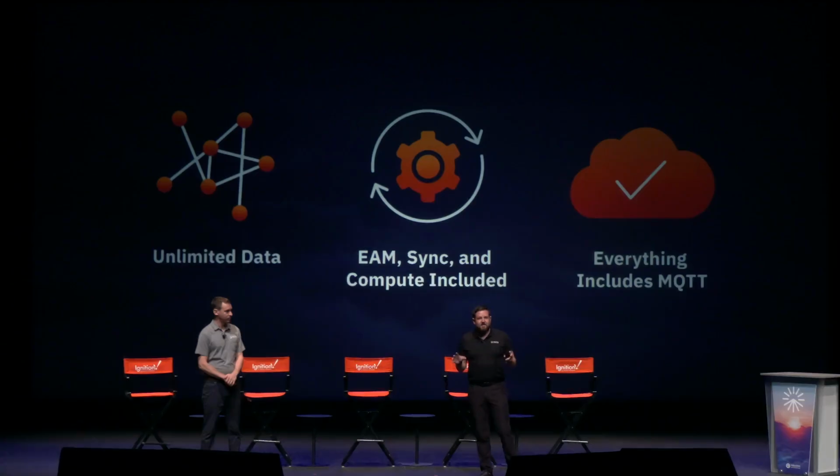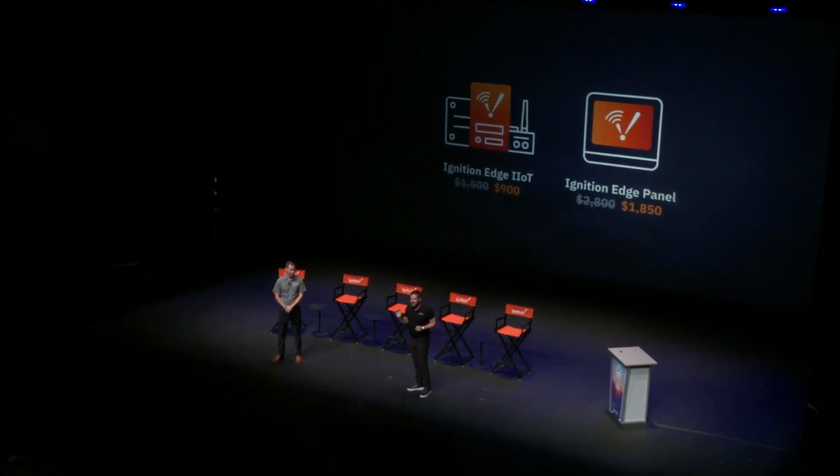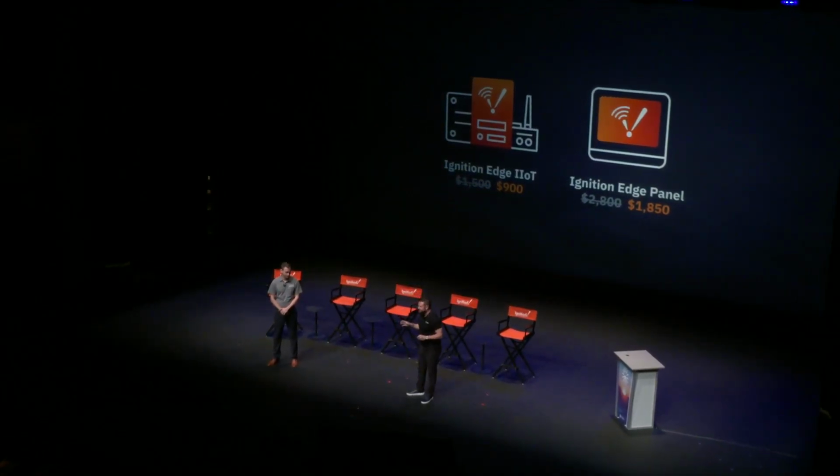Next, all of the add-ons that we offer, the EAM, sync services, compute, they're all wrapped into each edition of the product now. But hold on, there's more. We're also including MQTT transmission in all editions of the product as well. So you don't have to choose between that or not. And how many editions of the product are there? 2. Very simply, Ignition Edge IoT, Ignition Edge Panel.